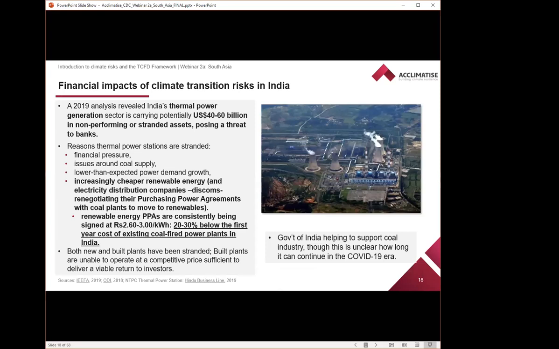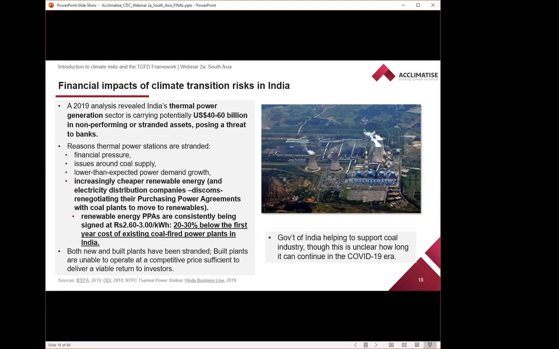Looking now at the evidence we can see around transition risks as financial risks, a recent study published by the Institute for Energy Economics and Financial Analysis found that the thermal power generation sector is posing quite a serious threat to banks in the country. The sector has potentially 40 to 60 billion US dollars in non-performing or stranded assets. And this study found that India's parliamentary standing committee that looked at a list of stranded assets in 2018 could have grossly underestimated the true extent of the problem or the true amount of financial risk present in the sector due to these stranded assets.